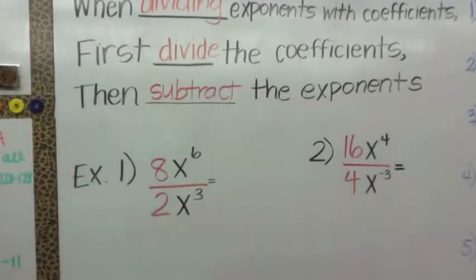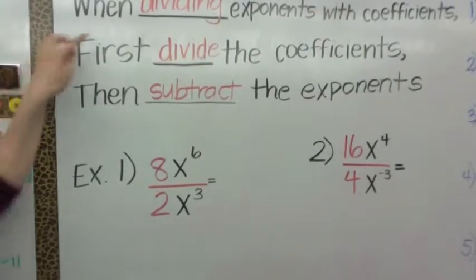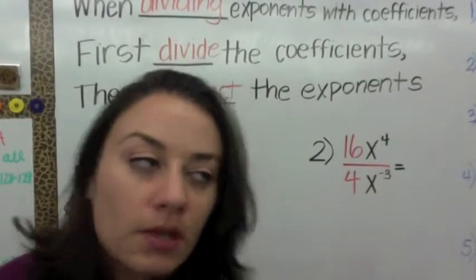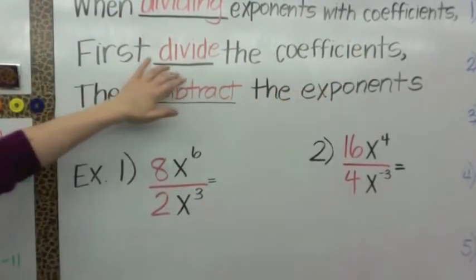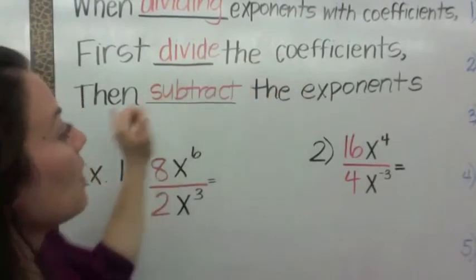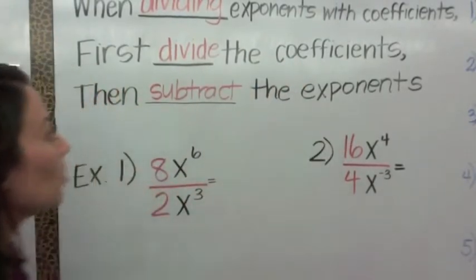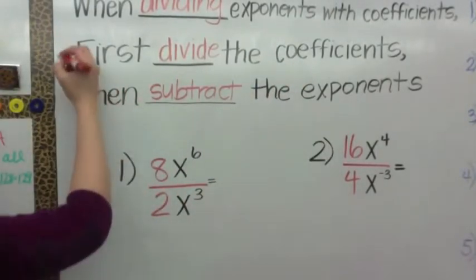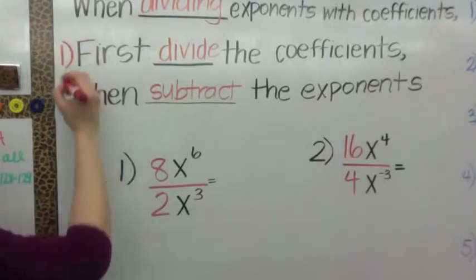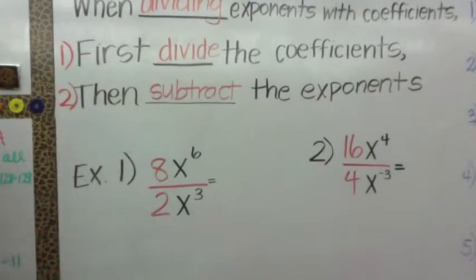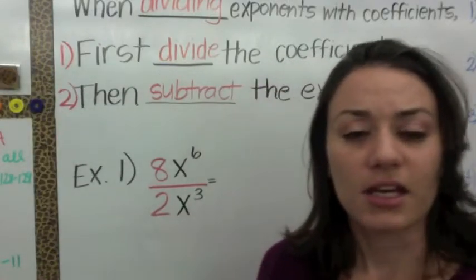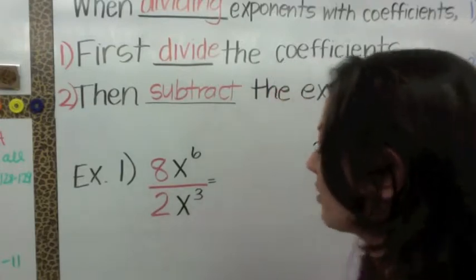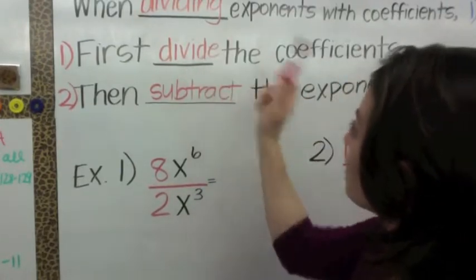Go ahead and write that down and read it with me. It says, when dividing exponents with coefficients, first divide the coefficients, then subtract the exponents. So how many steps do you have? This says first and then, so you have 2 steps. And it's really easy because it's just like the 2 steps with multiplying exponents.